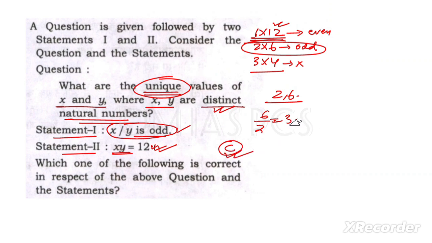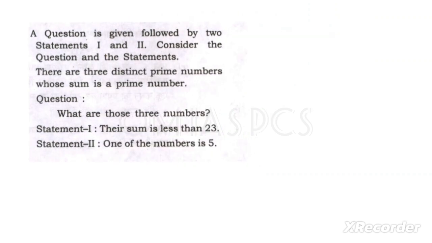Okay, fine. So the next one. Look at this question. Again, I am not giving the options here. The question is: what are those three numbers? There are three distinct prime numbers, again distinct means different, whose sum is a prime number.